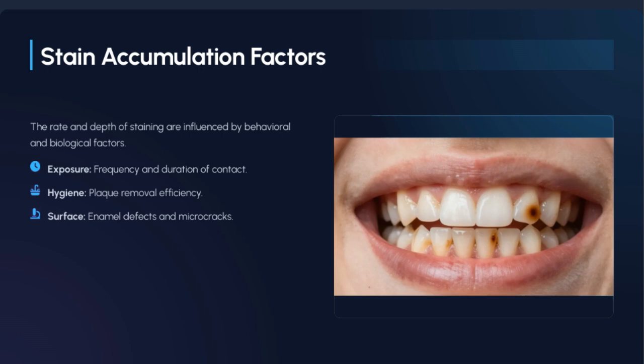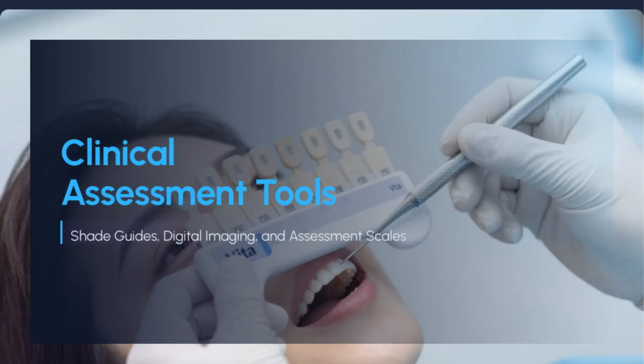Let's take a closer look at slide 16, which covers shade guides, digital imaging, and assessment scales as clinical assessment tools. These tools are essential in our practice because they help us evaluate and communicate about our patients' dental conditions more accurately. Shade guides, for example, are used to match the color of restorations to the patient's natural teeth, ensuring a seamless and natural look. Digital imaging has revolutionized our diagnostic capabilities, allowing us to capture high-resolution images that can be analyzed in detail and shared easily with patients and labs.